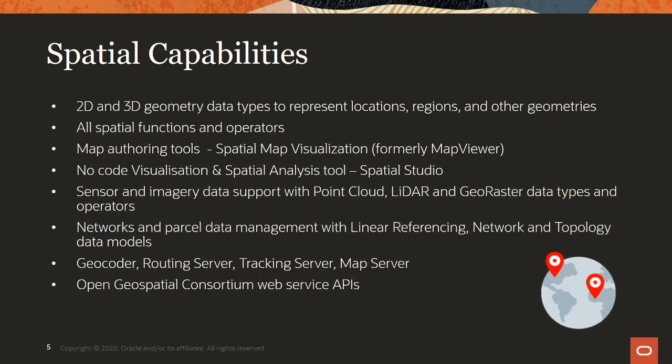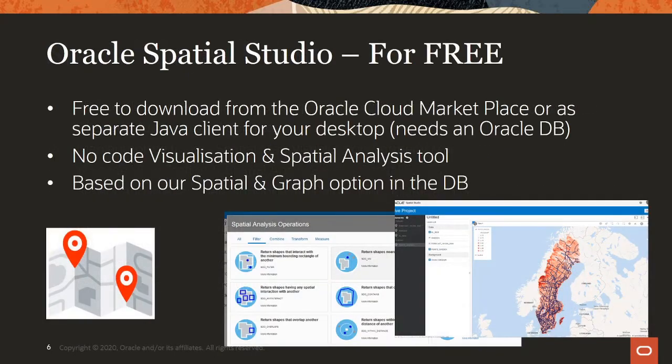You can also work with sensor and imagery data. And as you can see, there is a bunch of other features. You have a geocoder, routing server, tracking server, and so on. We also follow the Open Geospatial Consortium standards for web services APIs. I mentioned Oracle Spatial Studio, and this is free to download and use. You just need a database license. It's a no-code environment, so you can do your visualization and spatial analysis without having to write any SQL queries.